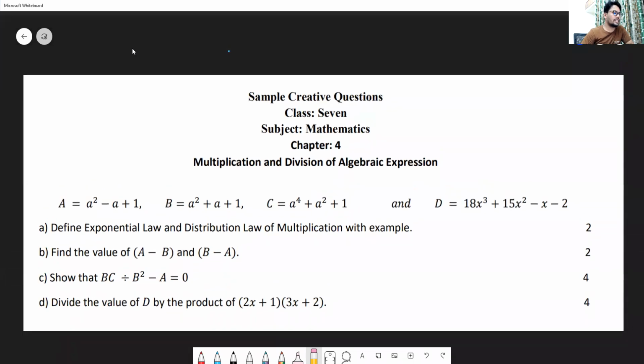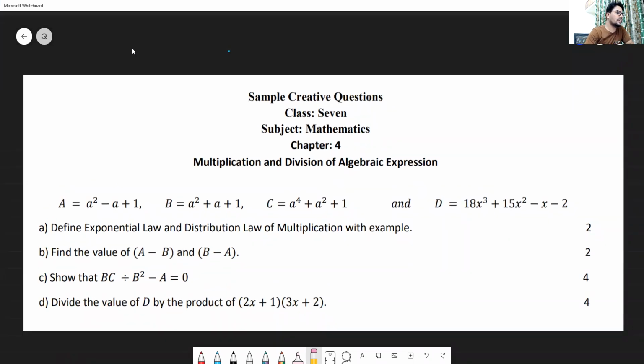Today, I'm going to solve one of the most important creative questions for the students of Standard 7. This creative question is from chapter 4, multiplication and division of algebraic expression. Let's see the question, then we will try to answer up to the last. So this is the creative question.